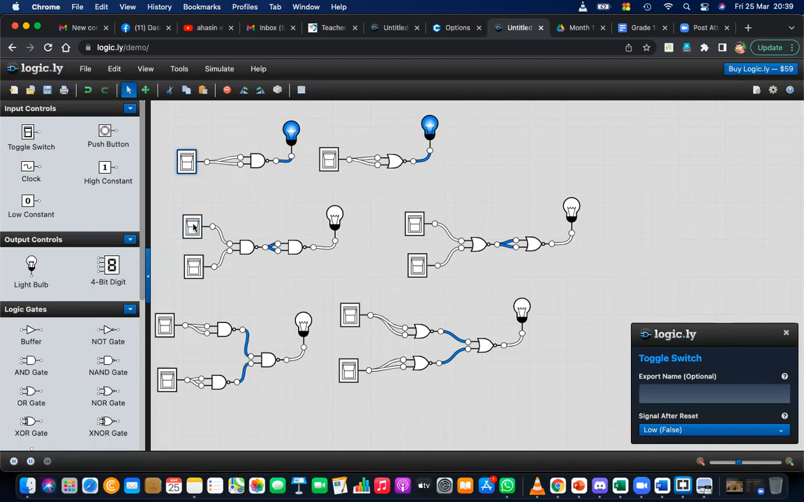If I turn on, turn off, it is not affecting this bulb. But if I turn on both, it is affecting. This is AND gate behavior.